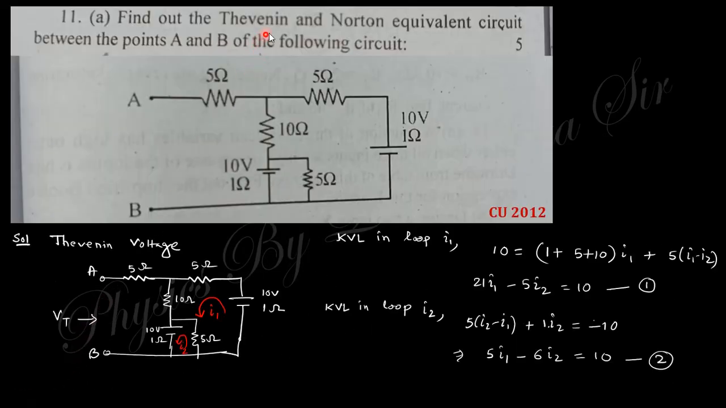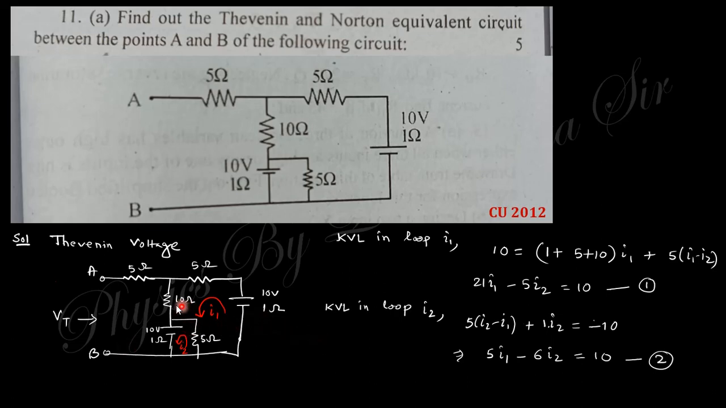Next question. Find out the Thevenin and Norton equivalent circuit between the points A and B. For this, you need to find out the Thevenin equivalent circuit as well as the Norton equivalent circuit. For the Thevenin equivalent circuit, you need to know the Thevenin voltage and the Thevenin resistance. What is Thevenin voltage? The Thevenin voltage is nothing but the voltage across these two terminals.